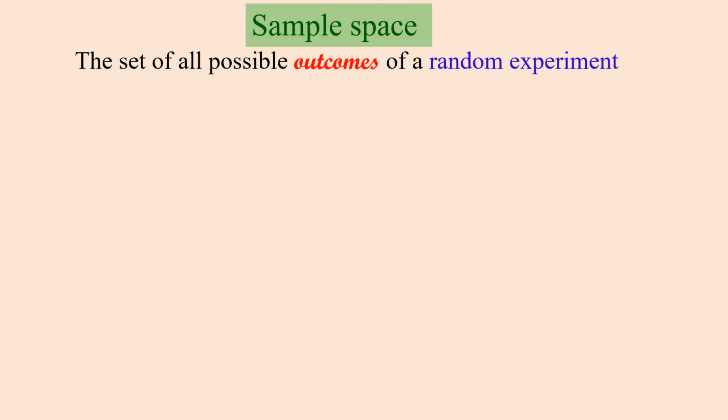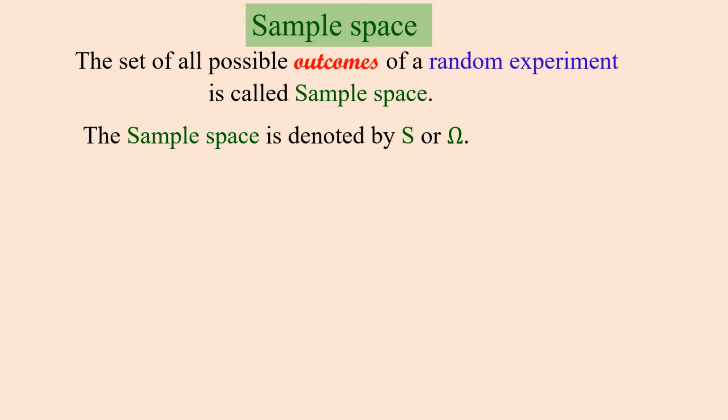Sample space: the set of all the possible outcomes of a random experiment. As you have seen in the previous video, we had outcomes in the random experiments. That will help us to write the sample space. So we can call all the outcomes written in set form as sample space. How do we denote it? Either we can denote sample space by capital letter S or the omega sign. Both you can use.